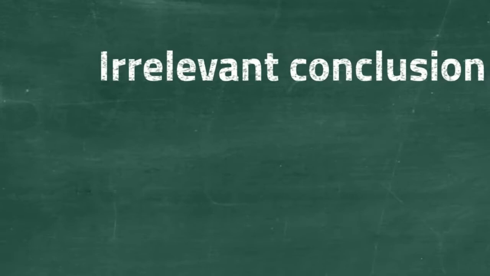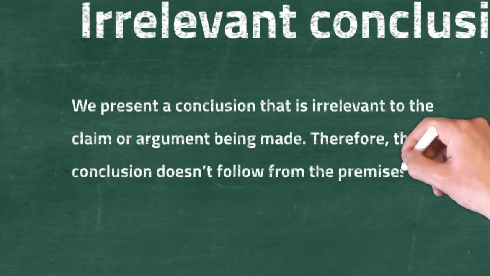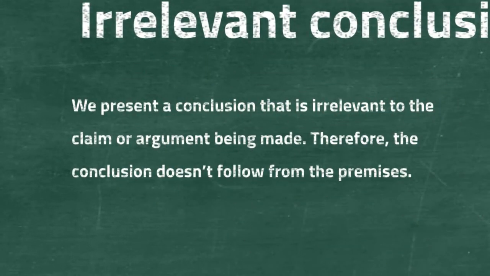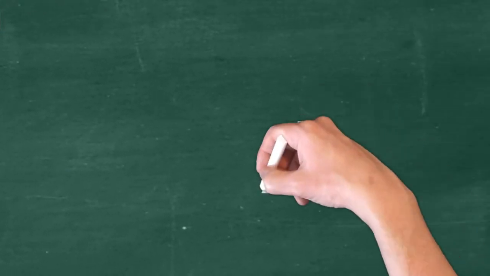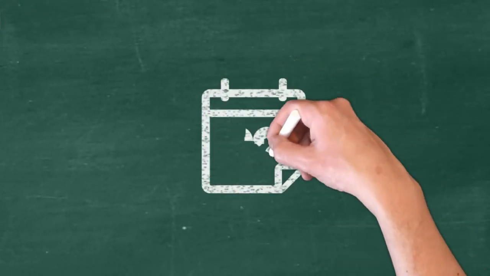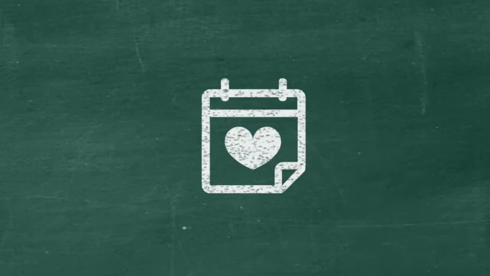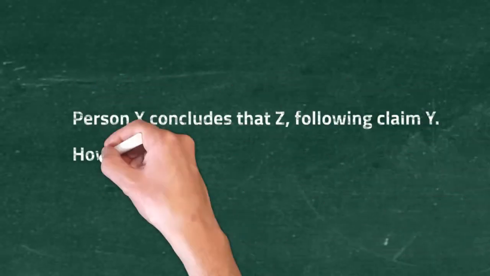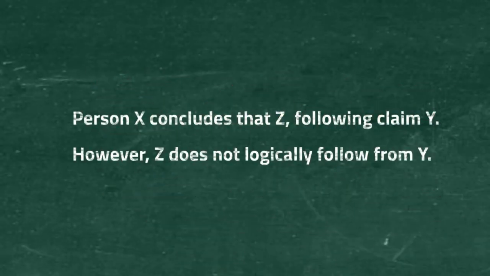Irrelevant conclusion. We present a conclusion that is irrelevant to the claim or argument being made. Therefore, the conclusion doesn't follow from the premises. For example, Saturday is the best day of the week. Therefore, Tuesday is the worst, since it's not Saturday. Irrelevant conclusion may take the following form. Person X concludes that Z, following claim Y. However, Z does not logically follow from Y.